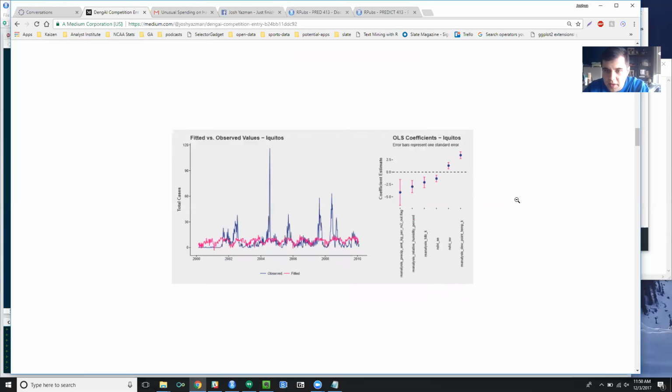The one thing that had a really high effect was dew point temperature. So when the dew point is higher, I guess it's easier for mosquitoes to live.